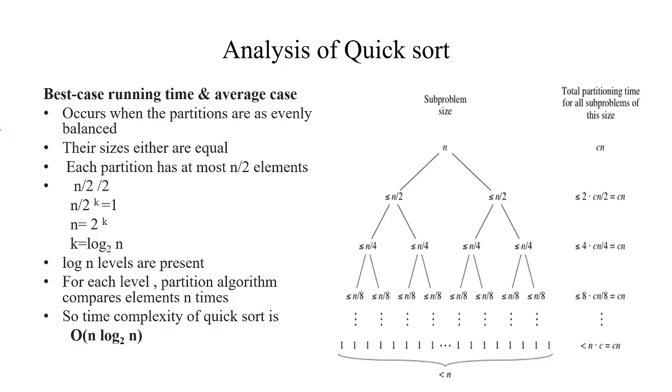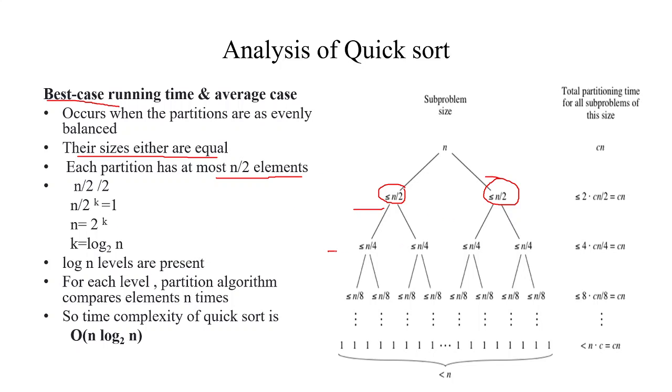So in case of balanced partition, what happens? It is the best case. The sizes are equal, so the left subarray and the right subarray are equal. In that case, the partition will be n by 2. At the most, n by 2 elements we can partition. So we can take it as n by 2.